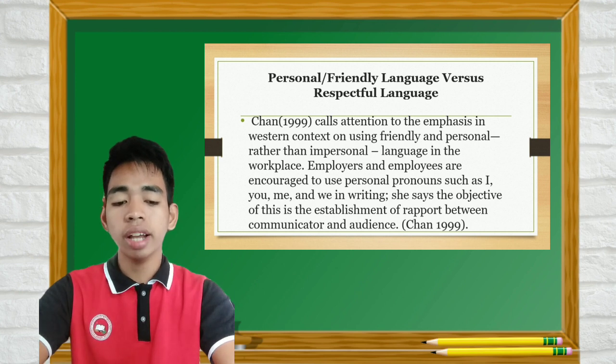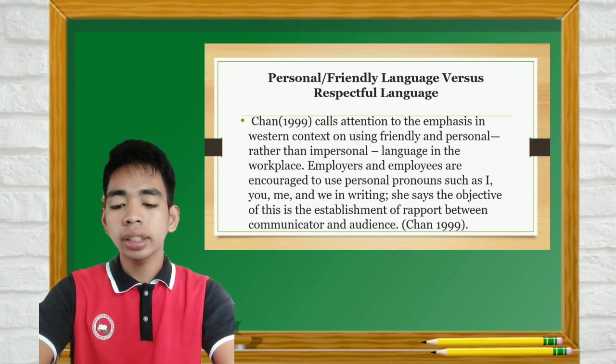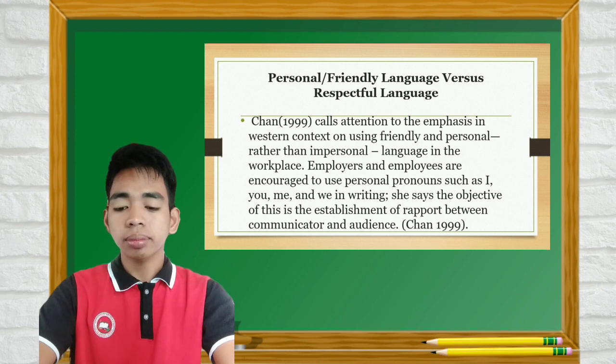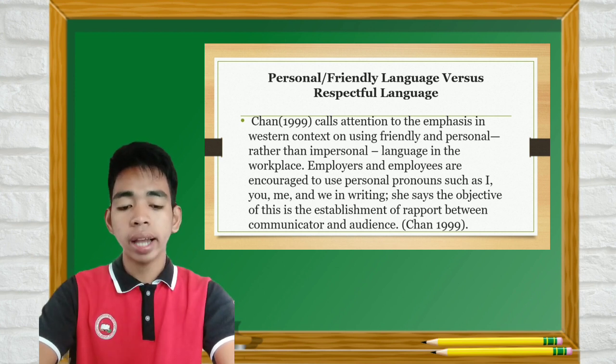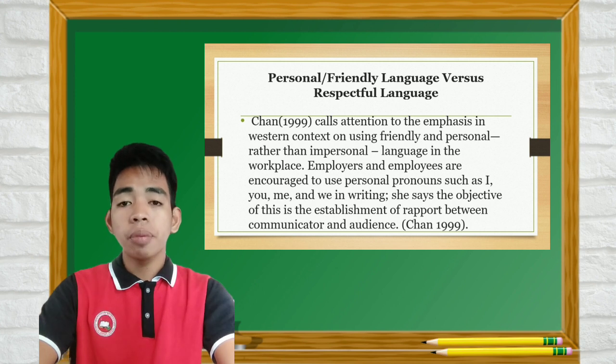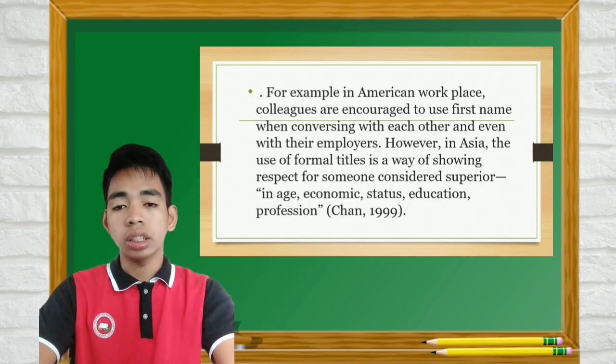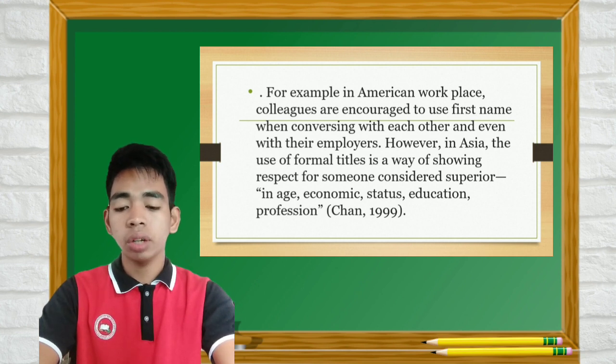Chan calls attention to the emphasis in the Western context on using friendly and personal rather than impersonal language in the workplace. Employers and employees are encouraged to use personal pronouns such as I, you, me, and we in writing. She says that the objective of this is the establishment of rapport between communicator and audience. For example, in the American workplace, colleagues are encouraged to use first names when conversing with each other and even with their employers.